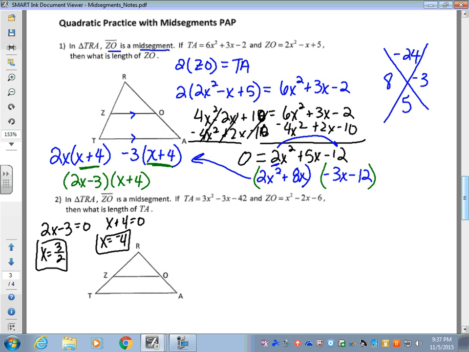And then to find the length of ZO, you plug it back in. It is possible to have two answers because we have two values for x.